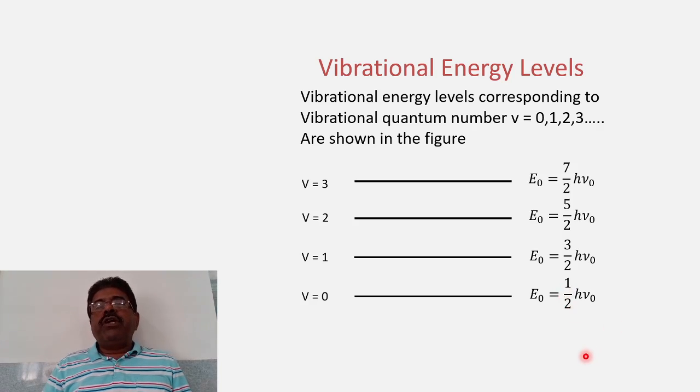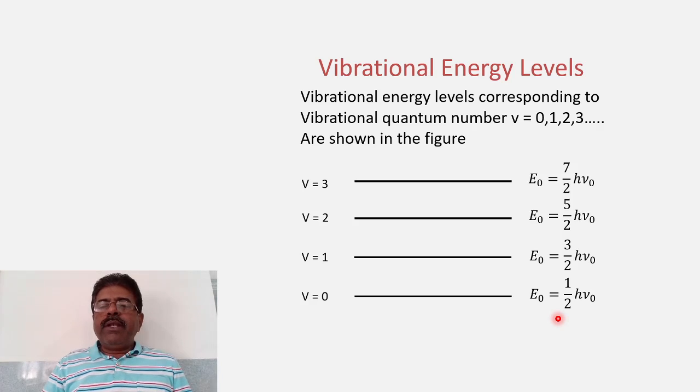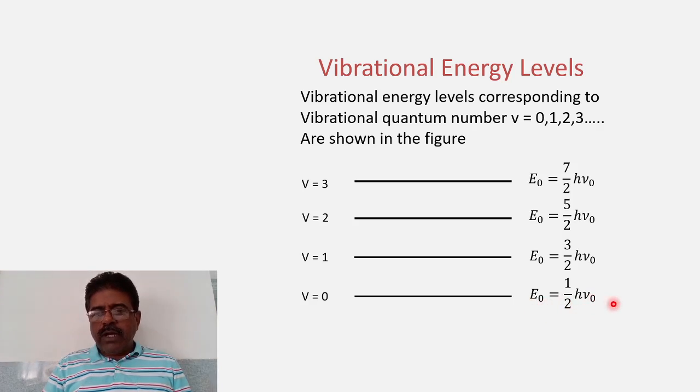Now, from this equation, one can draw the vibrational energy levels. On the left hand side, you can see the vibrational quantum number v equal to 0, 1, 2, 3, and so on, and the corresponding energies are represented. You can calculate these energies using the equation E_v equal to (v plus half) h nu 0. If you substitute v equal to 0, as we have seen, E0, the ground state energy, is equal to 1 half h nu 0.